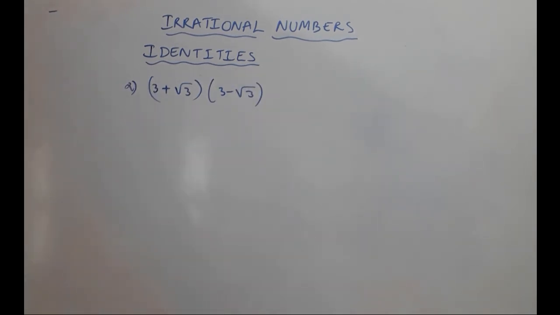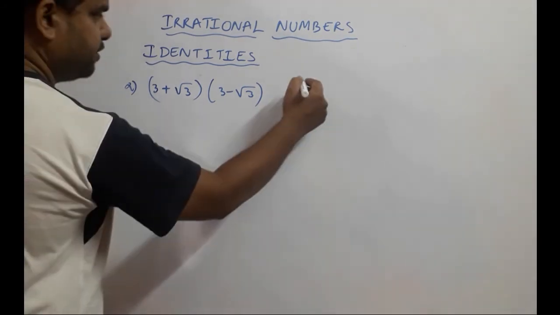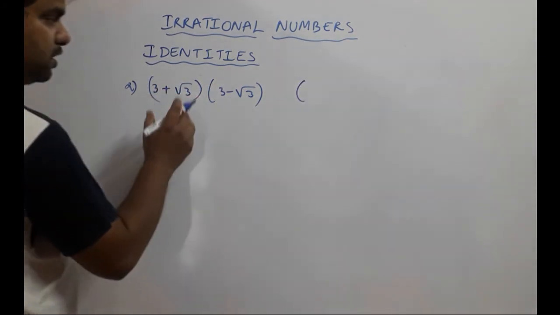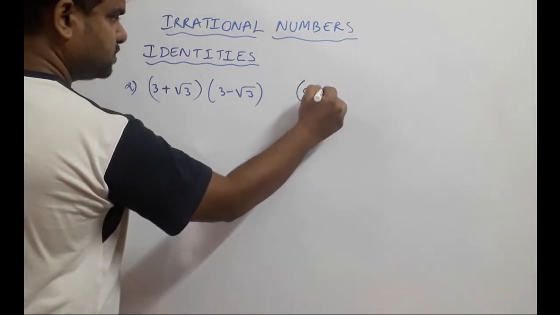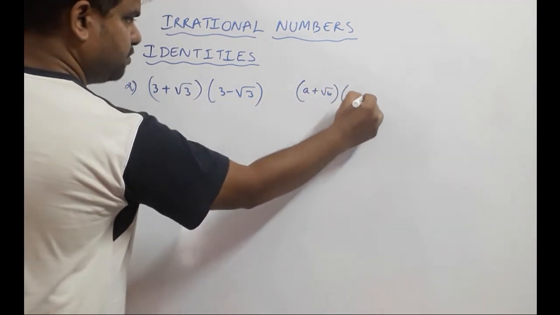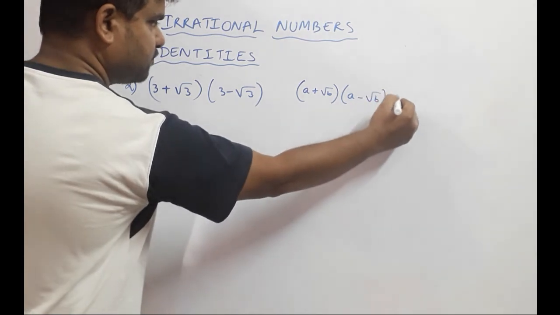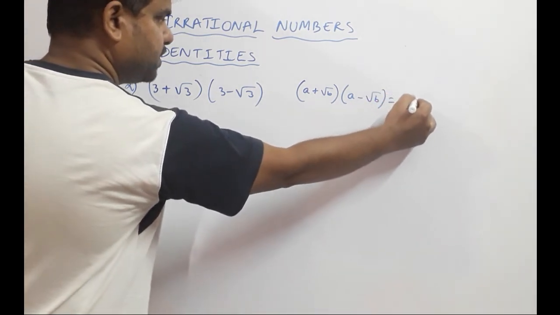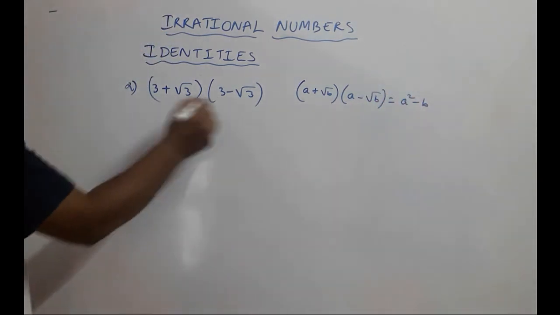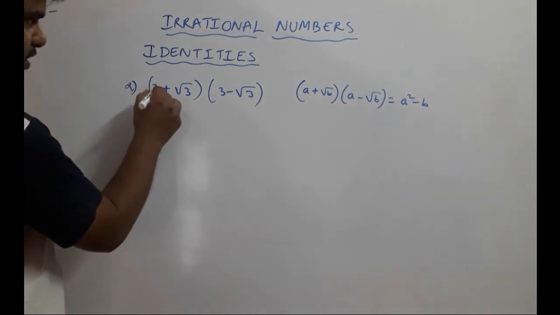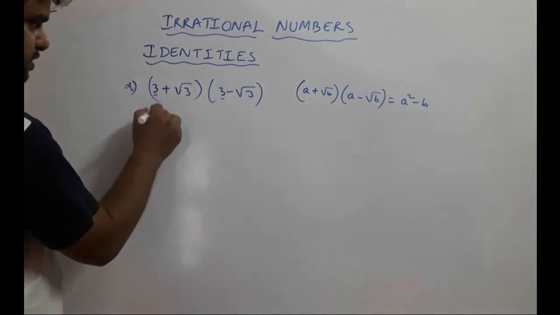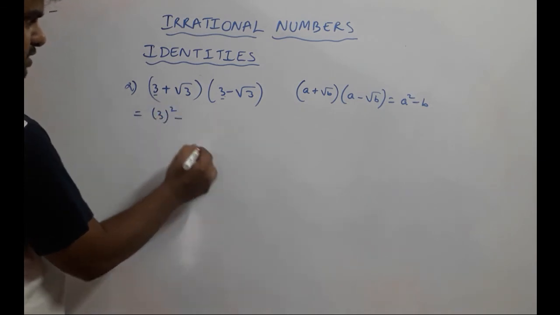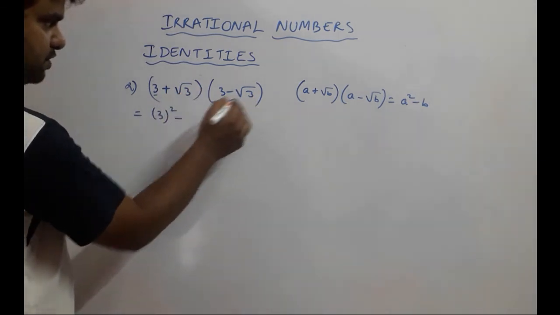Next one says 3 plus root 3 into 3 minus root 3. Now this comes in an identity form, which is you need to learn to identify the identity. So this is in this form, a plus root b into a minus root b, and the answer for this is what? A square minus b. So similarly the answer for this will be a square. A is this, 3 is a. So a square minus b. B is what? Square root of 3.